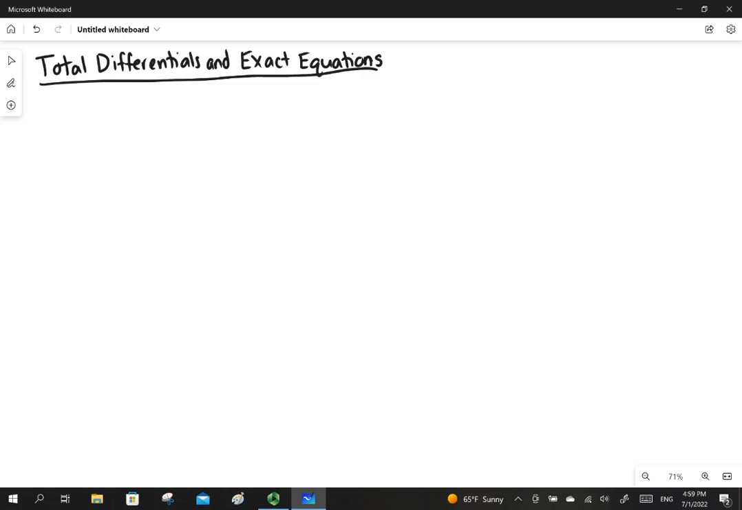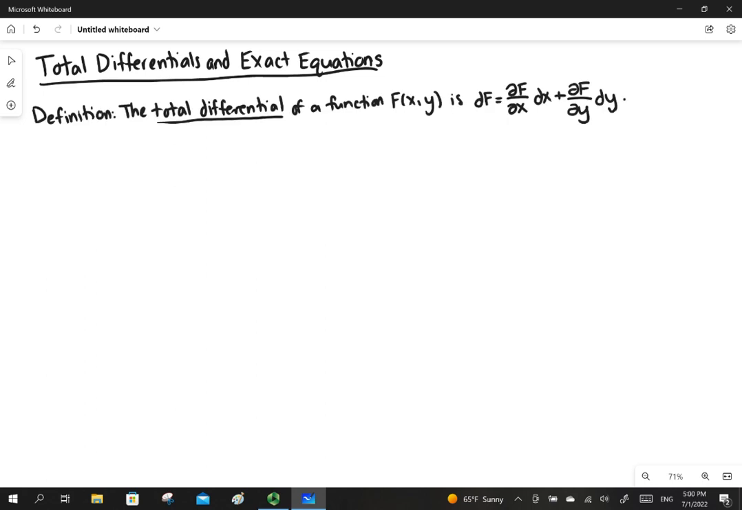Now we're going to define what an exact equation is. But first, we need to understand what a total differential is. The total differential of a function f of x y is defined to be df equals the partial of f with respect to x times the differential dx plus the partial of f with respect to y times the differential dy. This should be familiar from Calculus 3 when you learned how to linearize functions of two variables.